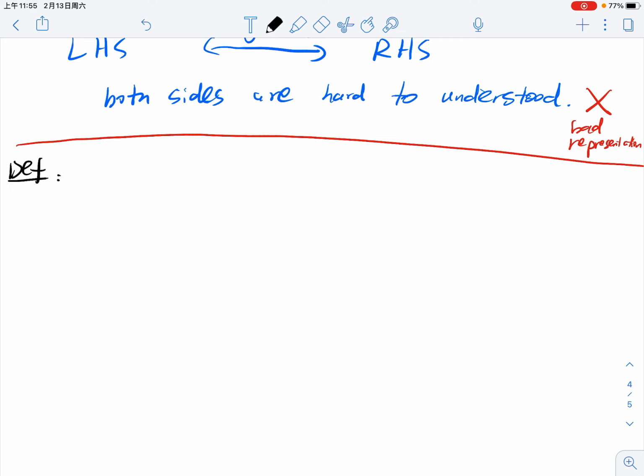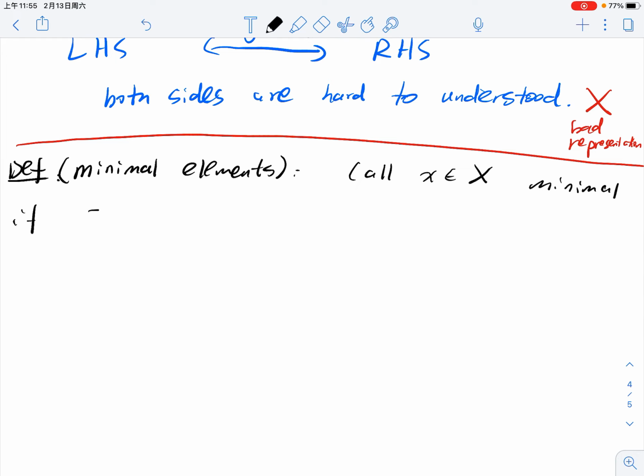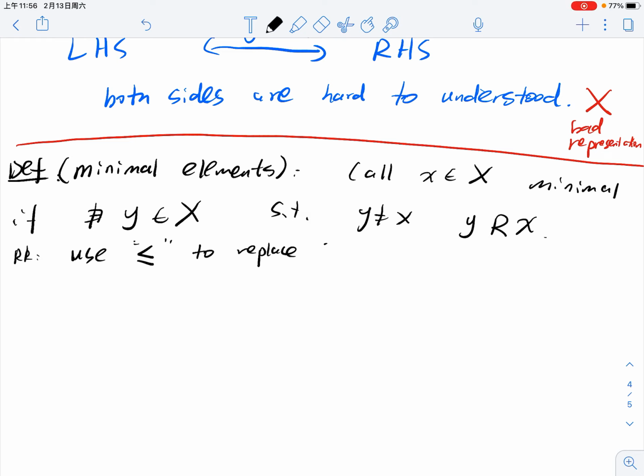Okay, and to give a representation of the total orders or establish the bijection, we introduce an important notion which is called minimal elements. So we call x an element of X minimal if there's no y in X such that y is different from x and y R x. And a remark here: if you don't like R, you can use less than or equal to to replace R. And then you will see clearly why we call it a minimal element.